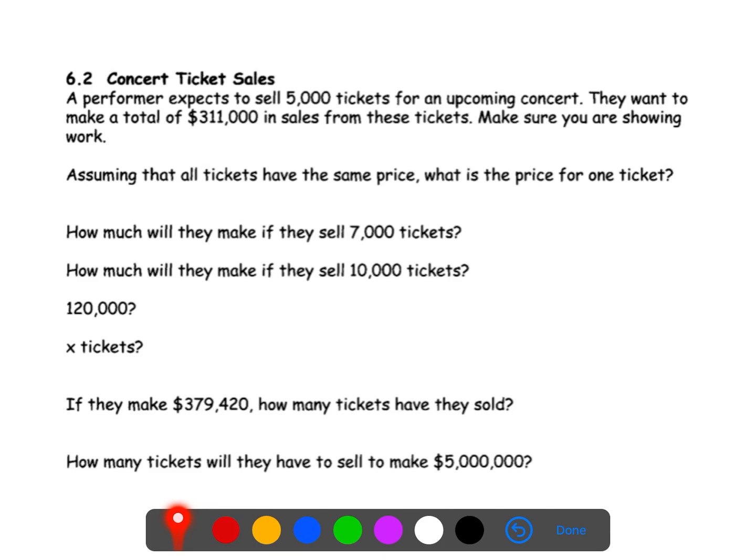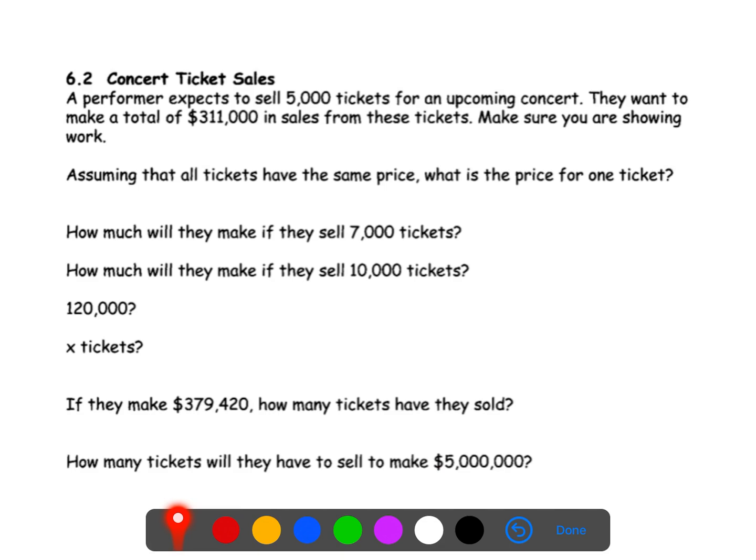So we also have a few other things to find. We want to find how much will be made if 7,000 tickets sell, 10,000, 120,000 tickets, or X tickets. So that's all going to need to be part of our calculation. And then we're going to work backwards. So if they make $379,420, how many tickets have they sold? And we're going to do the same for $5 million.